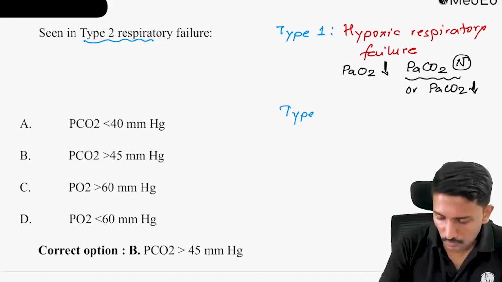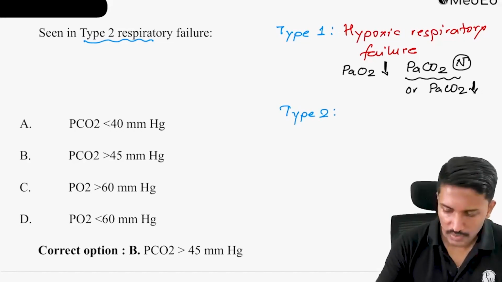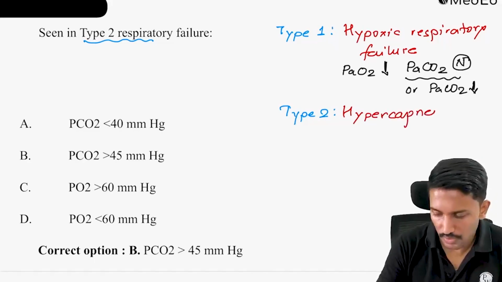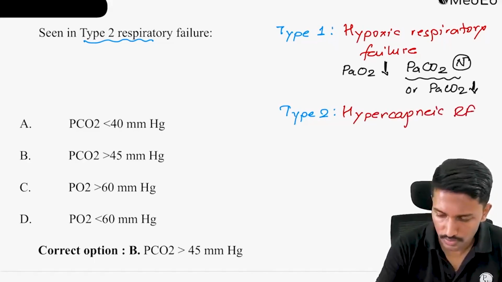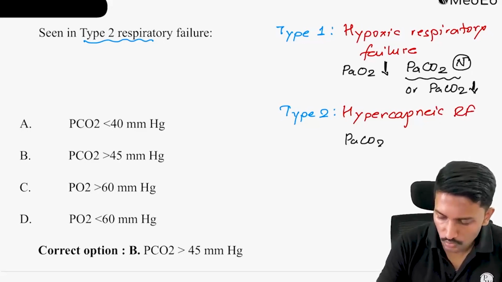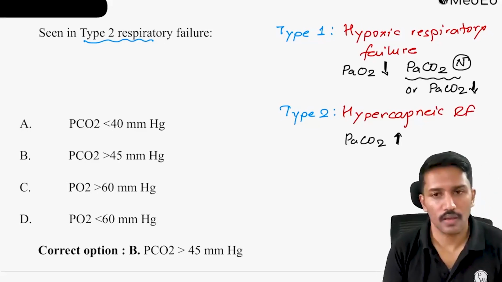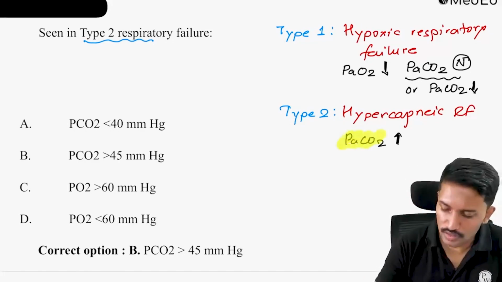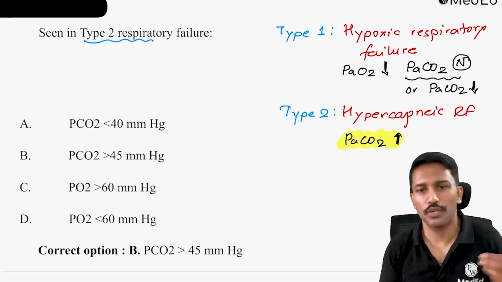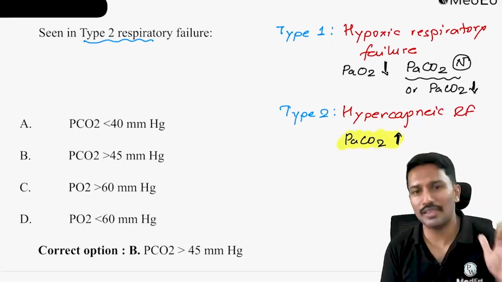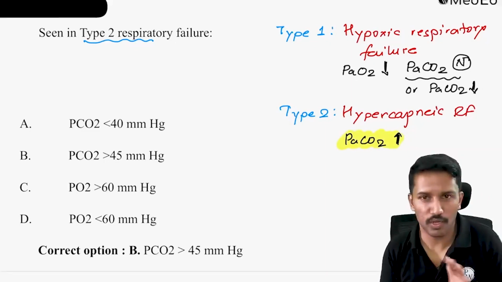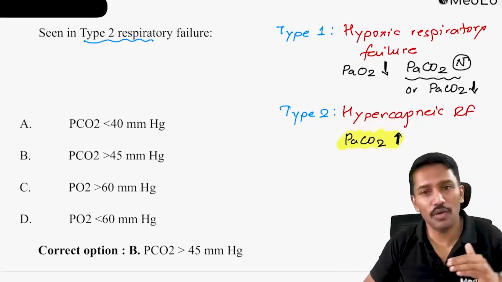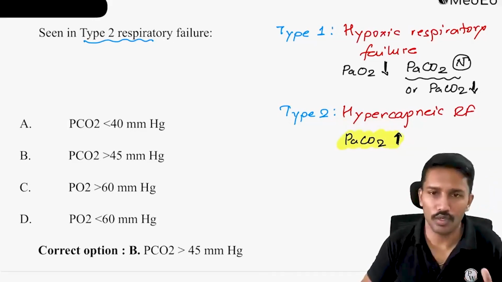But any patient who has type 2 respiratory failure will have high PaCO2. So we call that hypercapnic or hypercarbic respiratory failure. So here the PaCO2 will be high. It doesn't matter what is happening with oxygen. As long as PaCO2 is high, it will be counted as type 2. So even if PaO2 is low, normal, increased, all of that will be counted as hypercapnic respiratory failure. So here the principal abnormality is that you are unable to clear the carbon dioxide from your blood.